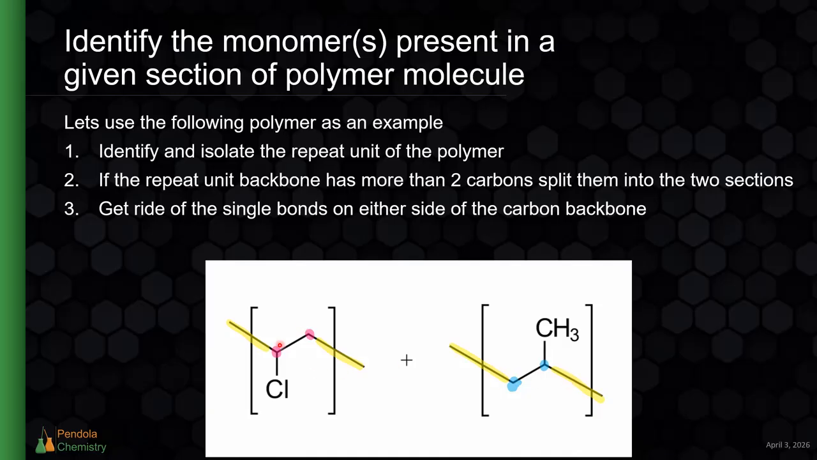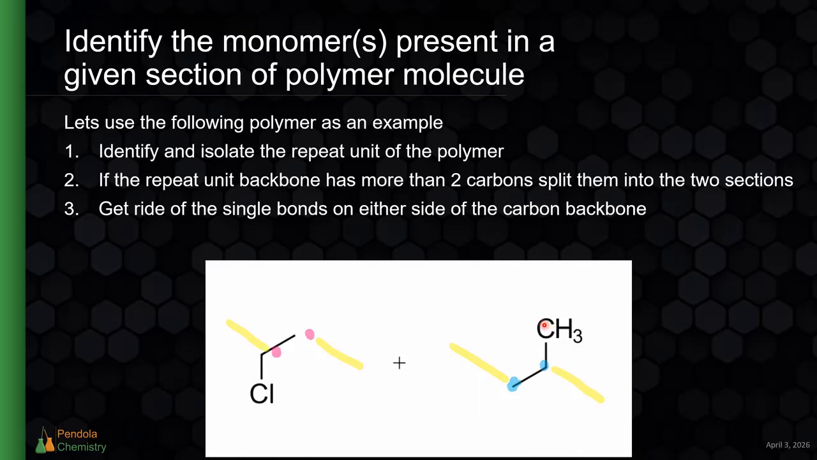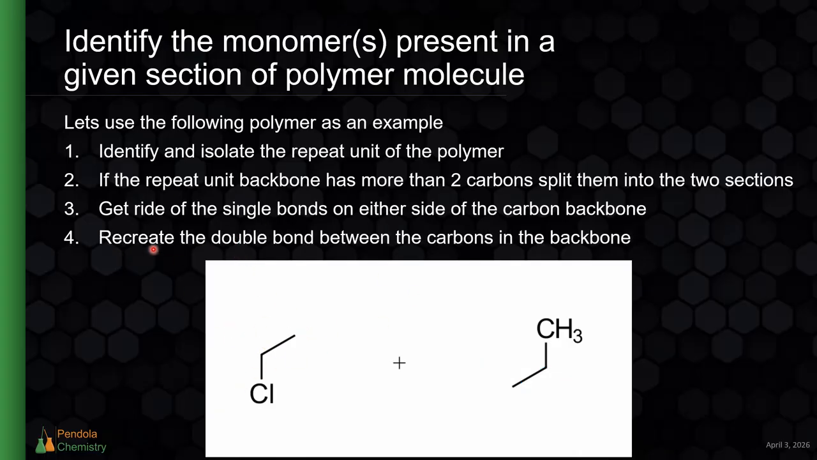So this is going to be 2 carbons with a chlorine on the first one. This is going to be 2 carbons with a CH3 on the second one. You see how we're just getting rid of those bonds and the brackets? And then once we have that, all we need to do is to recreate the double bond between the 2 carbons in the backbone. So we're going to recreate those double bonds, and now we have our 2 monomers.